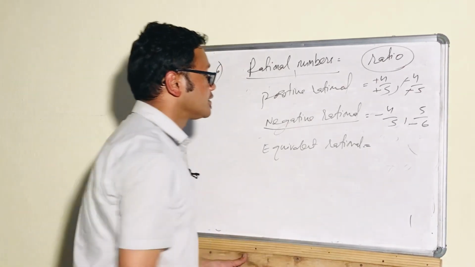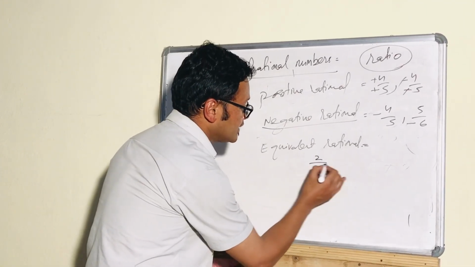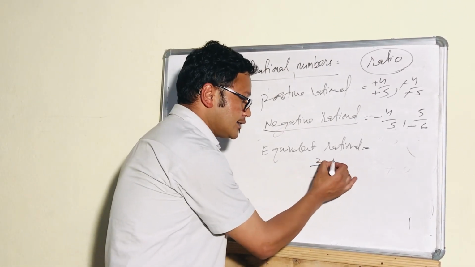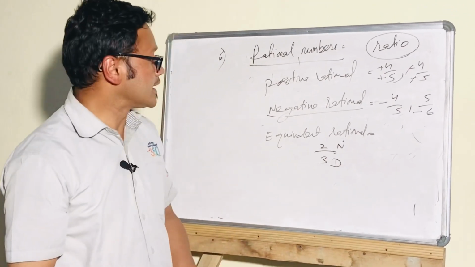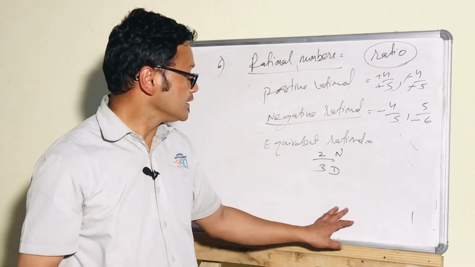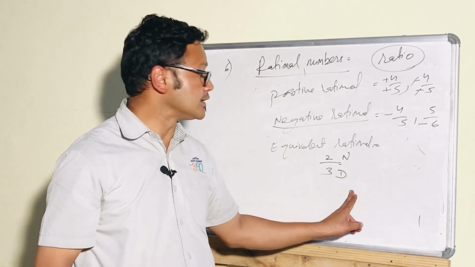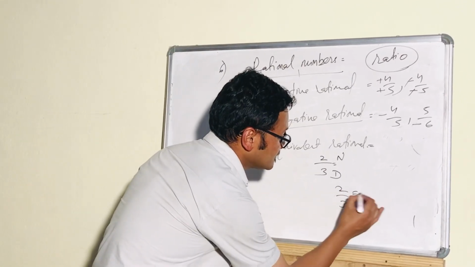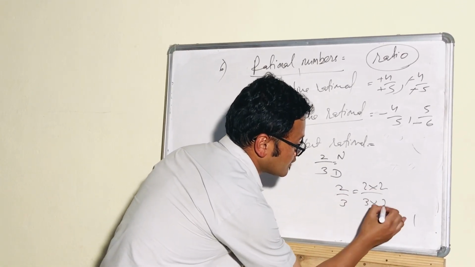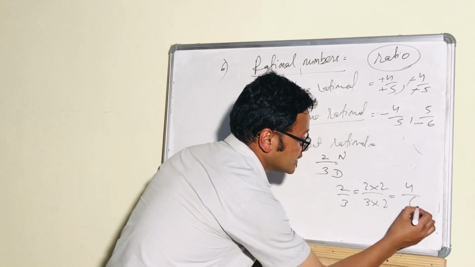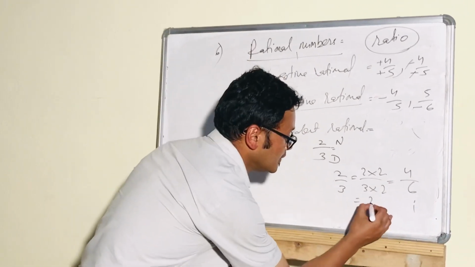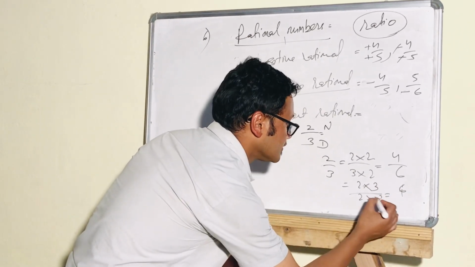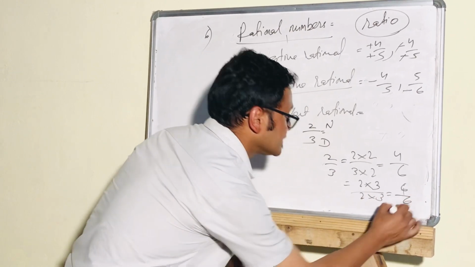Equivalent rational means, like 2 and 3. When we form equivalent rationals from 2 and 3, we multiply the numerator and denominator, or we can divide them, by the same number. Numerator and denominator can be divided by the same number or multiplied by the same number. So I am multiplying 2/3: 2 to 4, 3 to 6, like this only. Then again 2 3 is 6, like this.